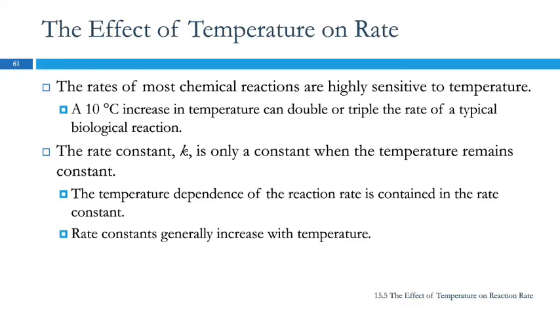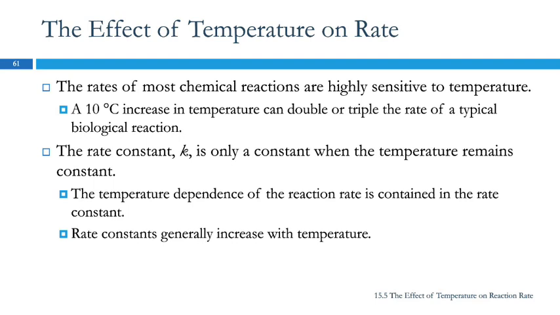So we've looked at how the rate of a reaction depends on the concentration of the reactants. Now we're going to look at temperature because most chemical reactions are highly sensitive to temperature. For a typical biological reaction, an increase of 10 degrees Celsius can double or even triple the rate. And if that's happening in your body, that could be a big problem.